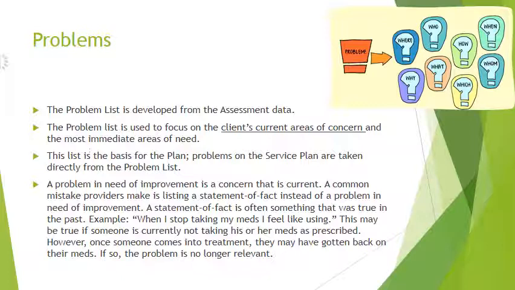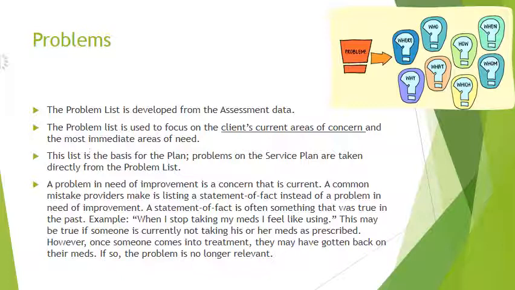We may have talked with family members or others who may have referred back to issues in the past, so we want to be clear on the problems that are occurring now. The problems list is developed from the assessment data, and the list is used to focus on the client's current areas of concern and the most immediate areas of concern. This problem list is the basis for the plan. Problems on the service plan are taken directly from the problem list.